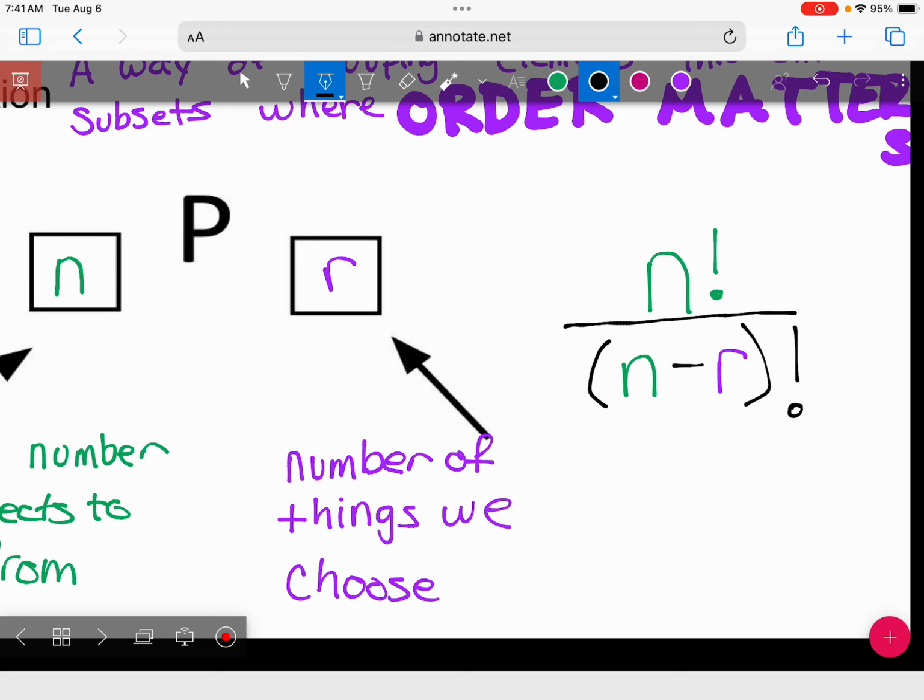So if order is important, we use a permutation. And this is our formula for that. N factorial over n minus r factorial. And some calculators have buttons for these, some calculators do not. As far as I can tell, the SAT calculator does not. So that's why we're going to go with the formula for the most part.